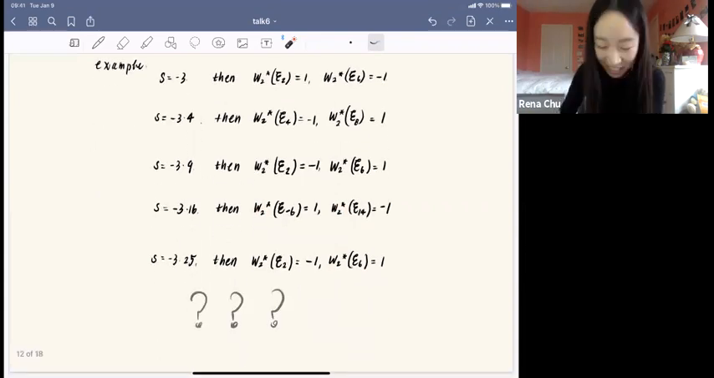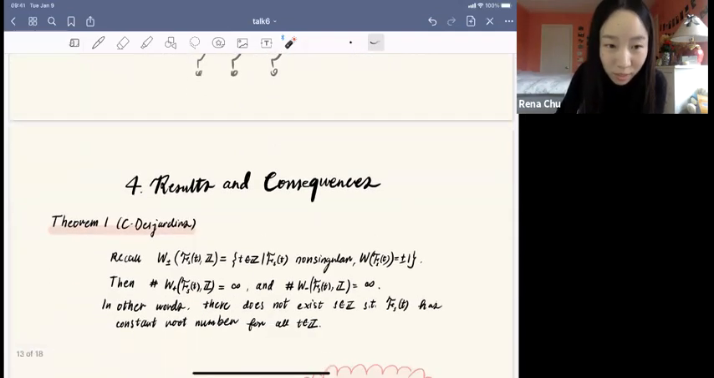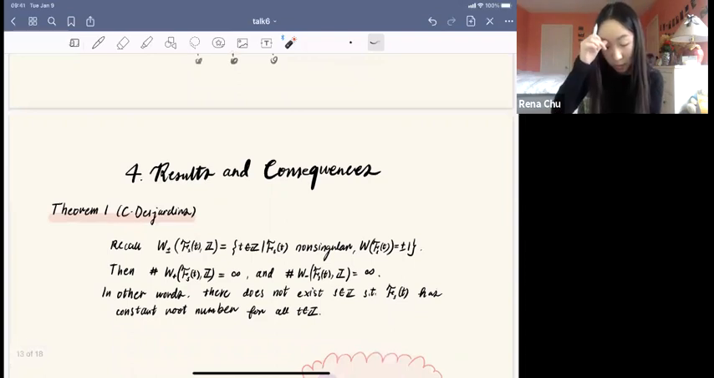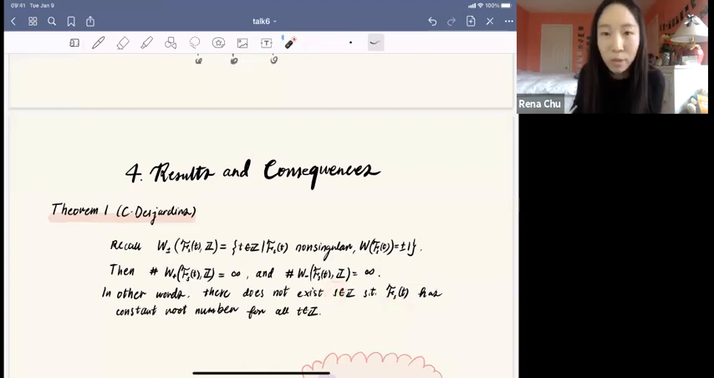Right, so what is happening? This leads us to our first theorem, which says that if we recall the set of integer fibers such that the root number is plus or minus one, this is two sets, W plus and W minus. Then our result says that both of these sets are infinite. Another way to interpret this is there does not exist any S such that this family has constant root number for all integer fibers.